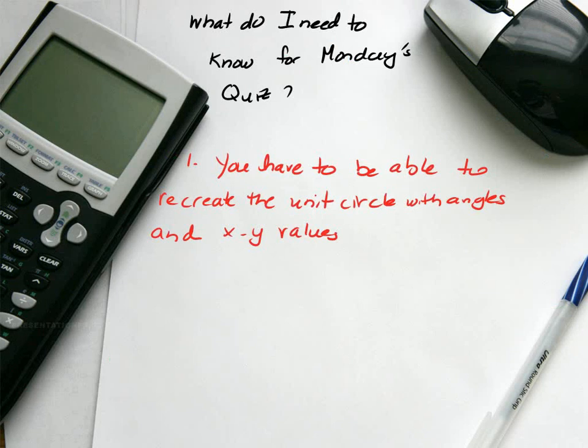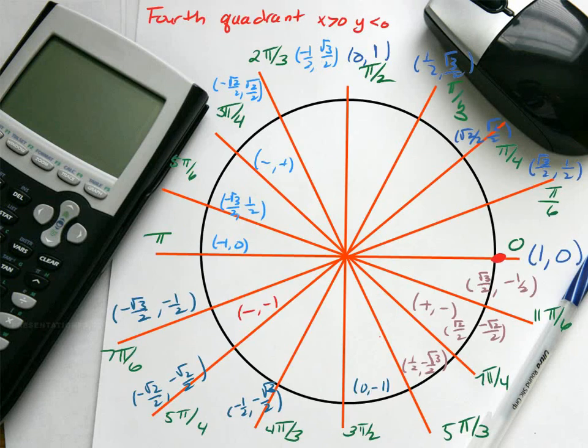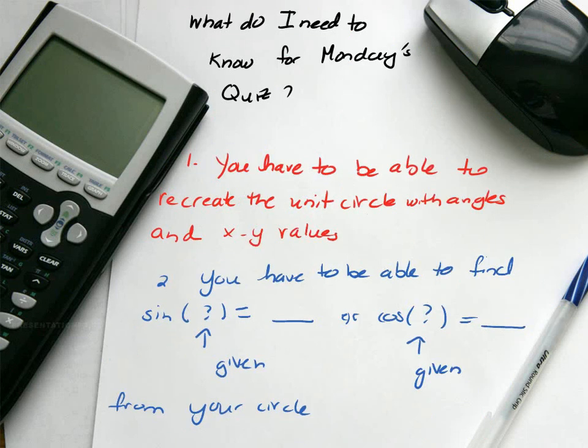So you have to be able to recreate the unit circle with angles and x, y values. And the rubric for this unit circle was the very first module that I showed you. That rubric goes with this circle. So I don't want to see it in degrees. You can put the degrees there if you want to, in addition to putting the radians, because the radians should make sense of where it's all coming from. So this is what I want for number 1. Fill this whole thing out.